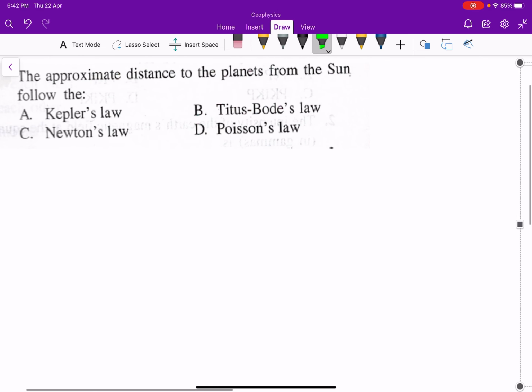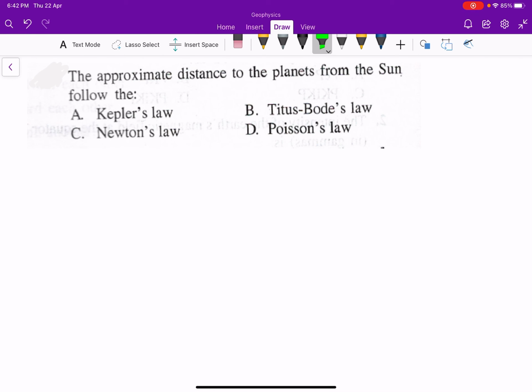Next problem is: the approximate distance to the planets from the sun follows the, so the option B, that is Bode's law, will be the correct answer.